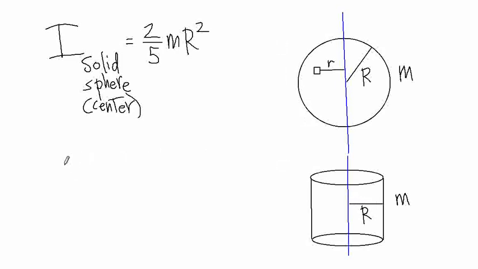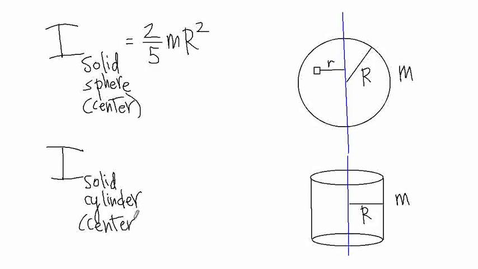So for that example, this is a solid cylinder with an axis of rotation through the center, so I'll write center in parentheses. The moment of inertia is equal to 1/2 mr squared.